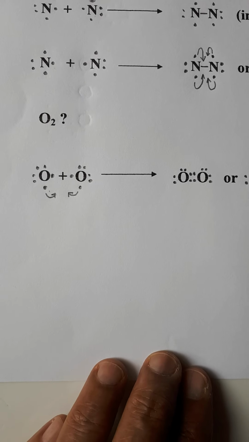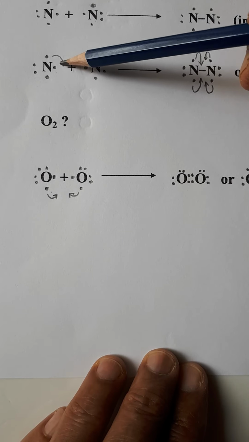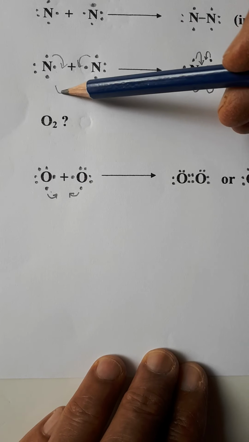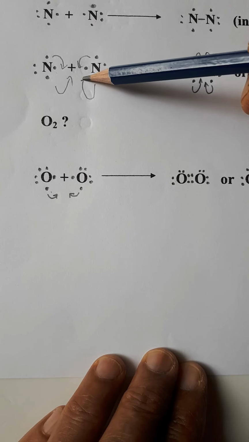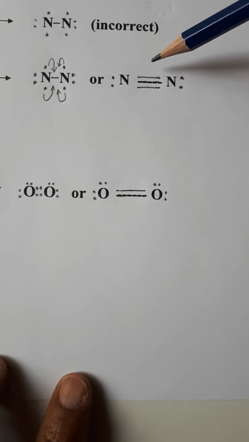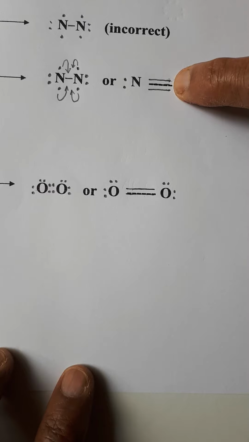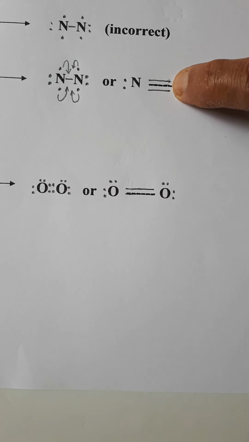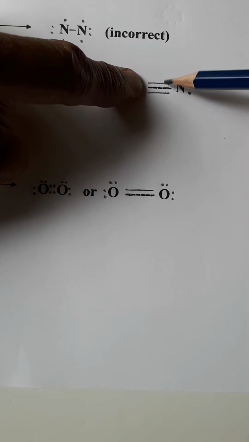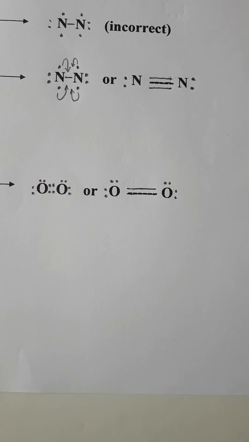Therefore, we have to bring 2 more electrons from this side and another 2 from this side, so that it will make a triple bond. Now if you count, this nitrogen has 1, 2, 3, 4, 5, 6, 7, 8, an octet. Same with this one. 1, 2, 3, 4, 5, 6, 7, 8. So it's a stable molecule, nitrogen gas.